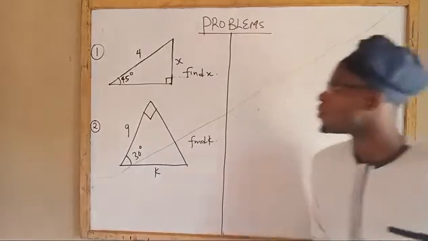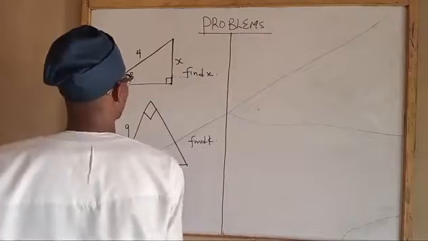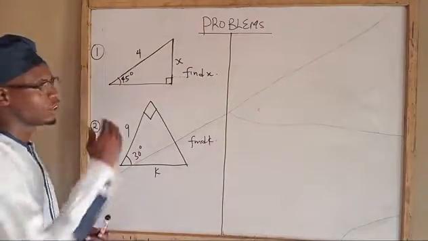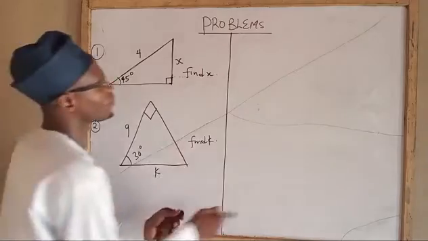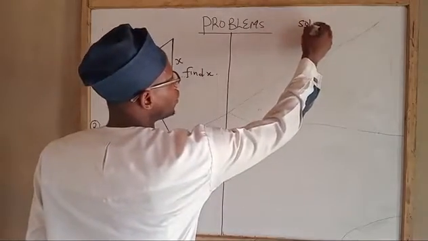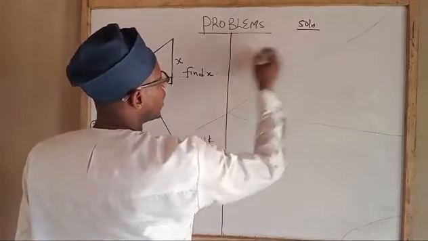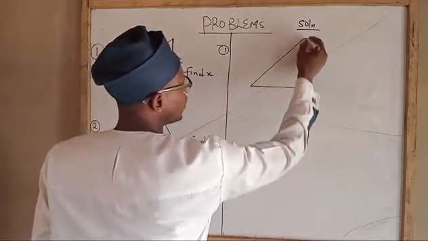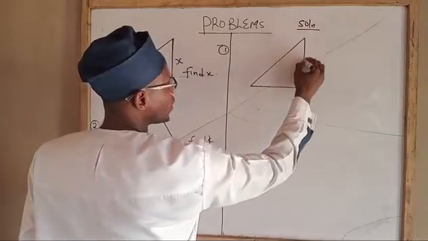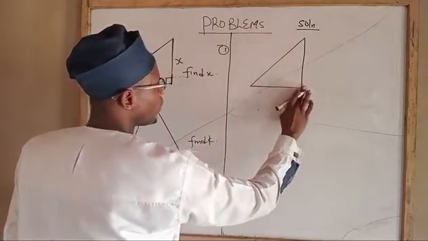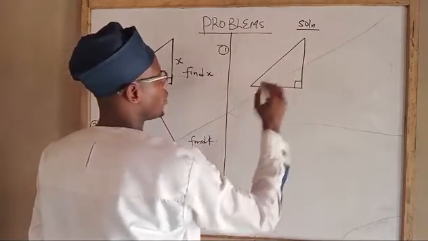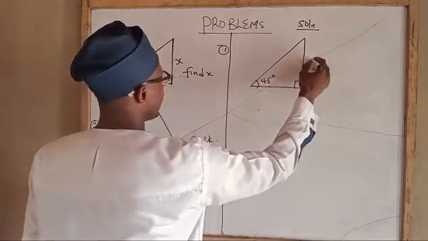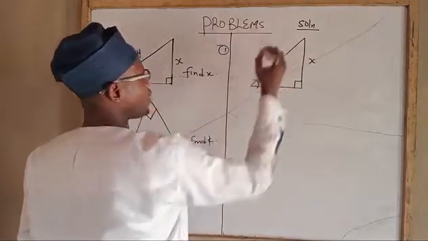Let's start. Now, the first question says we should find the value of x. Now, I would like to bring out this diagram back here. Solution. I have my right angle triangle, which is this. Right angle at this point, and I have 45 degrees here. I have x here and I have 4 here.